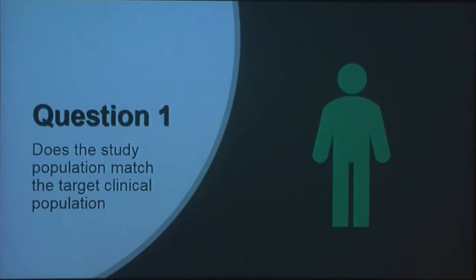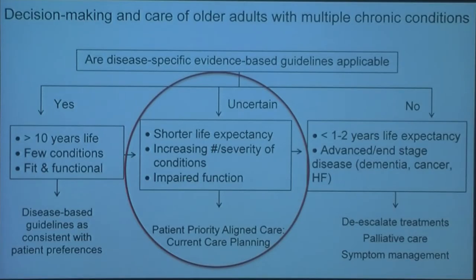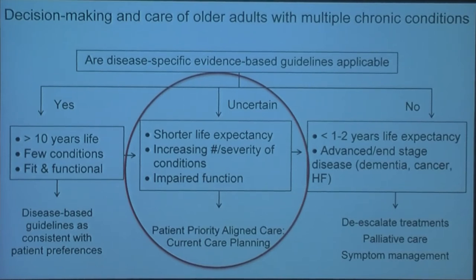So question number one is, does this study, whether it's one you're creating or one that you're evaluating, does it apply to your patients or what population, does it match the target population? And I don't have to tell this audience that the vast majority of clinical trials do not. But what we do want to know, and there was some discussion today of what population we're talking about, this is a slide that we created for our work in what we're now calling patient priority aligned care. And we started with the premise that do current disease approach to care, guidelines, evidence-based guidelines apply?